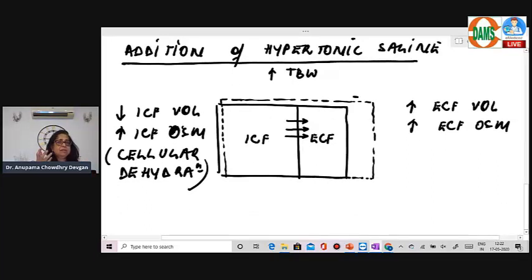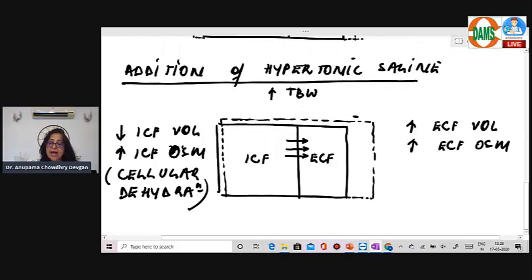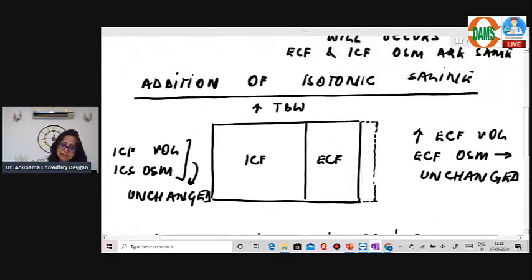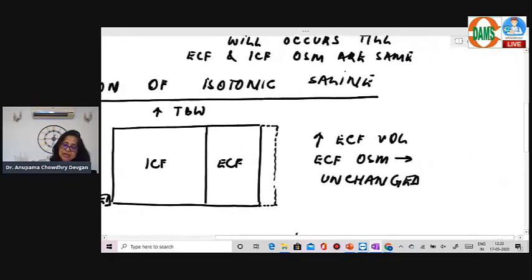A common kind of an example, for instance, you cannot survive on seawater, isn't it? Seawater is hypertonic. You keep consuming seawater, you will increase ECF osmolality and the cells will shrink, right? It is incompatible with life. There is a cellular dehydration, right? Seawater, absolutely right. So this is what will happen if there is hypertonic saline, right?